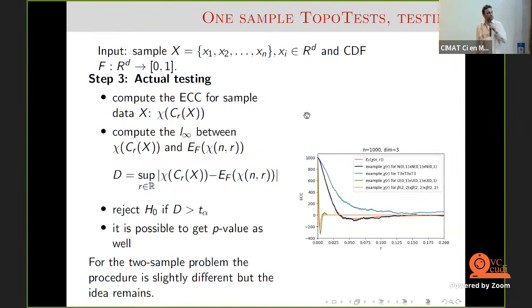Then there's the last, final step of testing. We will take a collection of points, and we will try to verify H1 versus H0. So we take the collection of points, and we compute the Betti characteristic curve of this collection of points. We are checking how far away in supremum distance it is from our blueprint, which we got from step number 1. And if this number is greater than the critical value from step 2, we reject the null hypothesis. If it's closer, we don't.